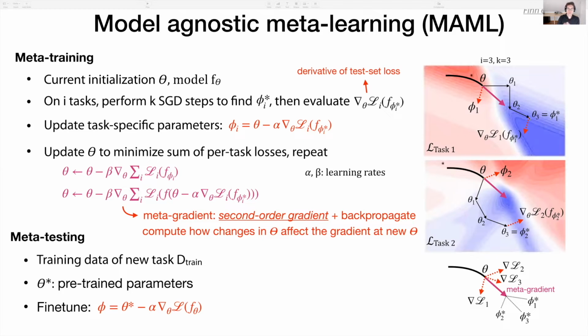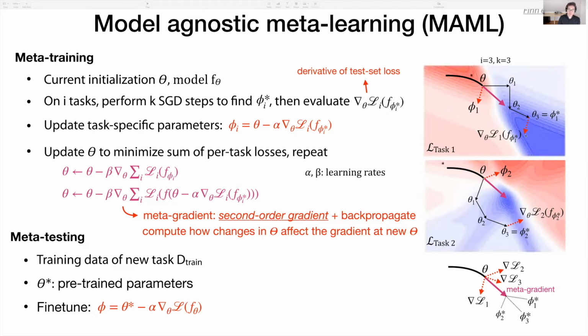And then at that point, we'll look at the test set loss, and then we compute the derivative of the test set loss with respect to theta. Then we update the per task parameters, phi i, as the original starting point minus a learning rate, alpha, times the gradient that we have observed at that optimal point. The idea being that if we move this way, then hopefully by doing gradient descent again, we'll end up again at a better point in a few number of updates.